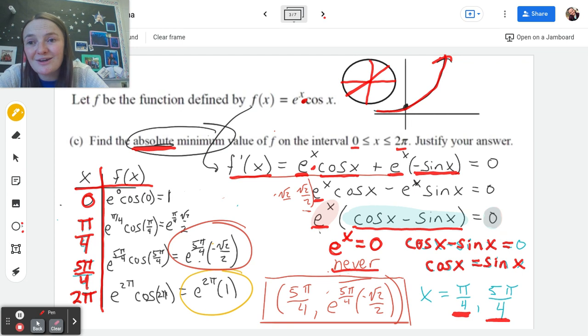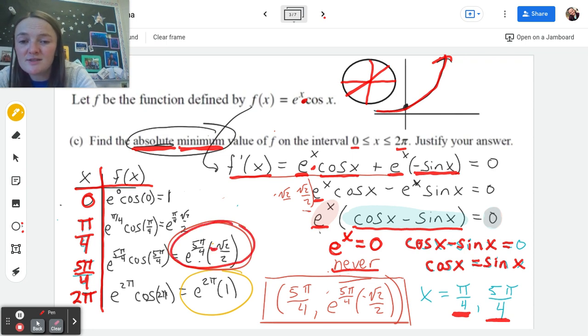So once again, this is just algebra. If you plug all of them in, the question is, which one's the absolute minimum? Well, the one that's the smallest has got to be the one that has a negative in it, which is this one. And so this right here, e to the 5 pi over 4 times negative radical 2 over 2, is the answer. I know it looks crazy, but it clearly has to be the lowest because it's negative. Everything else is positive. All right, let's keep it moving.